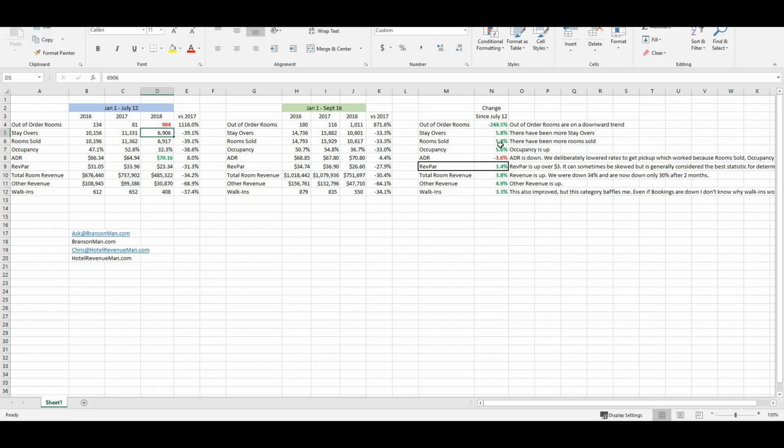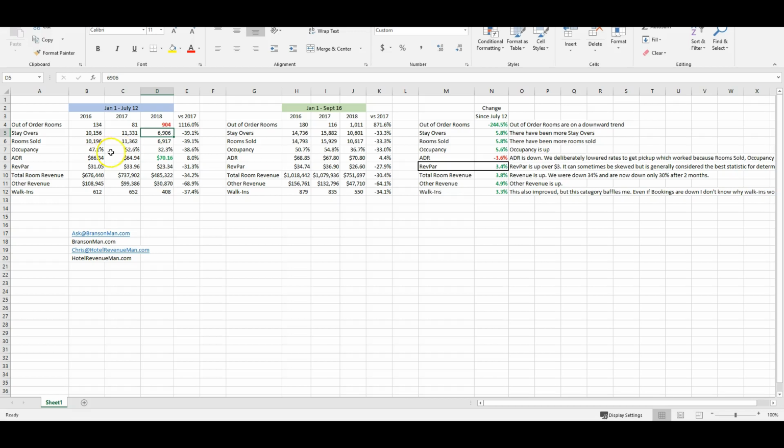Same as rooms sold, same as occupancy, the ADR is down. Now that's not necessarily bad. I started to go in and train them on my revenue management system, which I'll tell you more about in the future. During times of low demand, I had them lower rate so we could get heads in bed, so we could just get some rooms booked. We're not worried about making a bunch of money during those times. During times of high demand, I had them raise their rates.